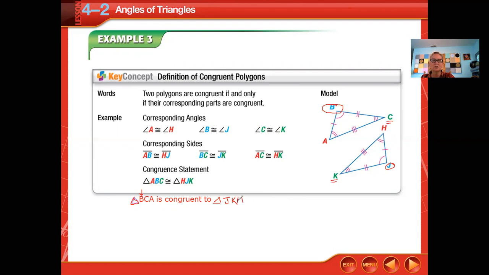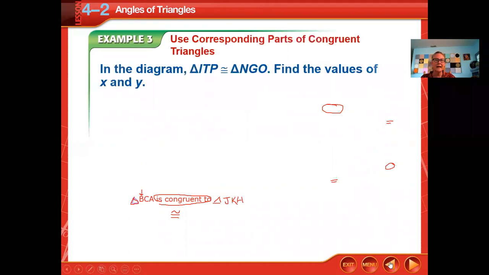So this congruent statement, and instead of writing out the words "is congruent to," when you write a congruent statement, you could just type, I mean, not type, you're going to be handwriting it. You could remember it's an equals with a squiggly on top. That means "is congruent to," okay? Triangle BCA is congruent to triangle JKH. Alrighty.